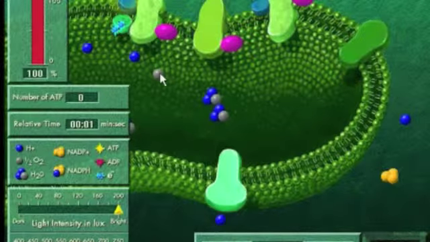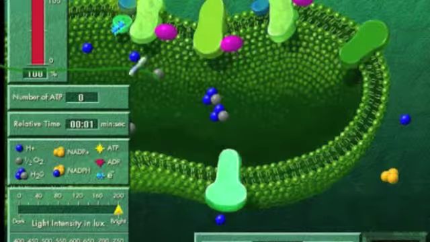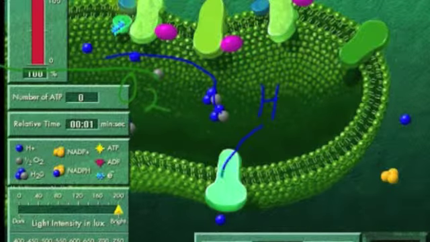Here's our oxygen, and it is going to actually exit totally and become the oxygen that we breathe. It's going to form O2. Now right here we've got two H plus ions that come from the water, and they're going to contribute to the H plus gradient in here that's going to drive ATP synthesis eventually.